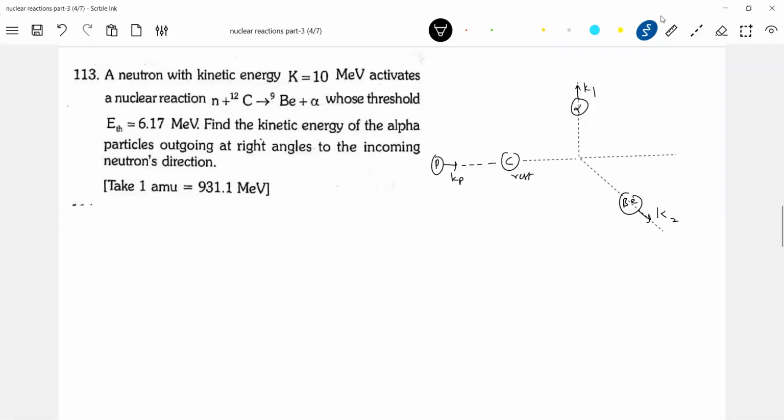We don't know Q, no? I think if I have Q, I can do something. But if it says threshold initiates, activates, the word itself says the Q is negative for that. But the incident particle, how much is it coming with? Kp is equal to how much according to the given data? 10 megaelectron volt. Agreed? The incident particle is in fact coming with 10 megaelectron volt, which is greater than the minimum required threshold.